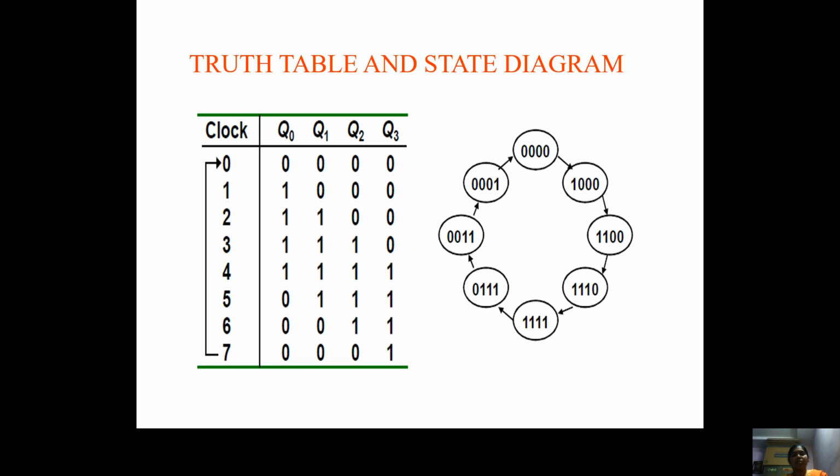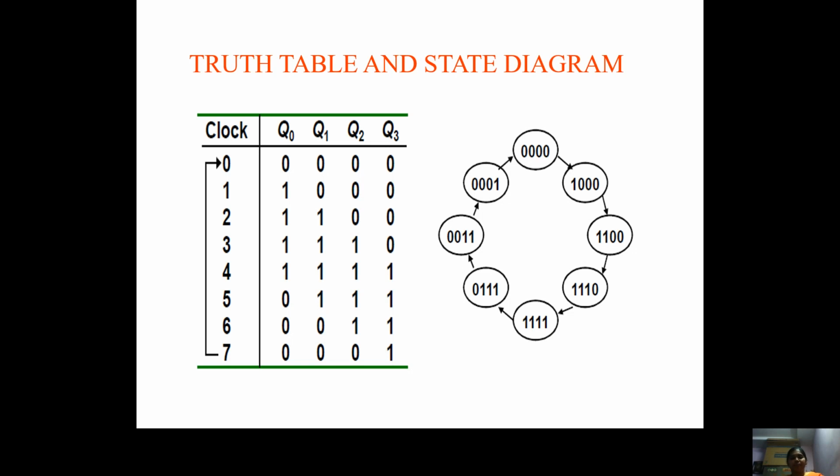Initially 0 0 0 0, next 1 0 0 0, next 1 1 0 0, next 1 1 1 0, next 1 1 1 1, next 0 1 1 1, next 0 0 1 1, next 0 0 0 1. This is how it is going to be counted. So the number of states counted is 8. It just shifts the value, whether it is 1 or 0.